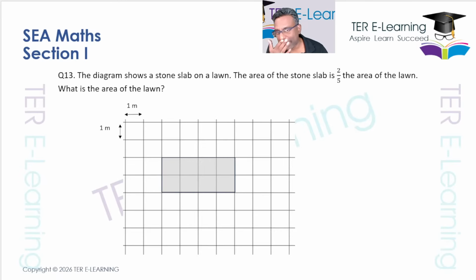Right, so we have a stone slab. It's on a lawn, and we want to know what is the area of the lawn. The area of the lawn is not given. We just know the area of the slab.